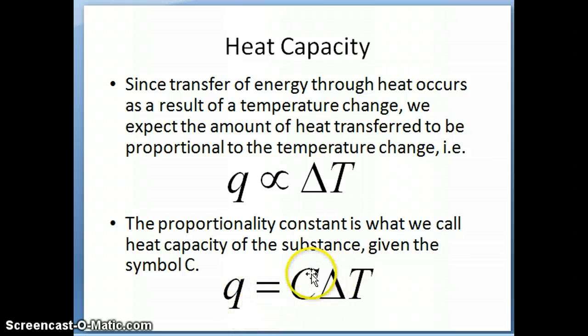Okay, so you can rewrite this as C equals Q over delta T, in which case it's something you can measure experimentally. If it takes me 100 joules of energy to raise the temperature of a substance by 1 degree Celsius, that means that the heat capacity for that substance is 100 joules per degree Celsius. For another substance, if it takes me 1,000 joules, then the heat capacity for that substance is 1,000 joules per degree Celsius. So that's a way this constant can be determined.